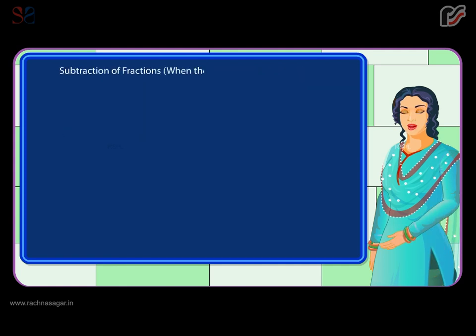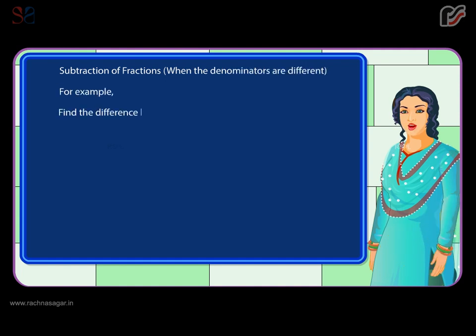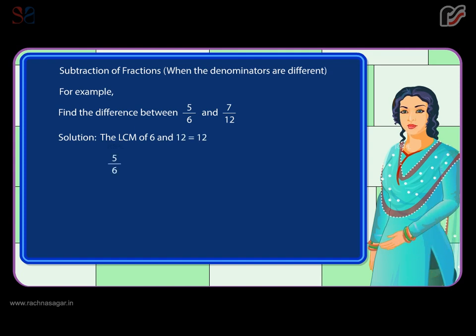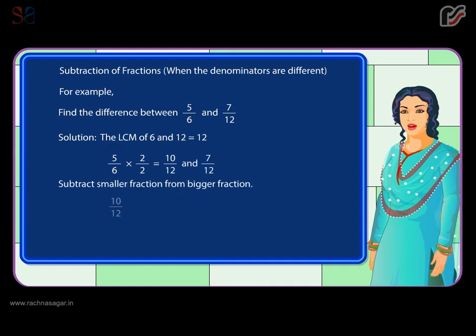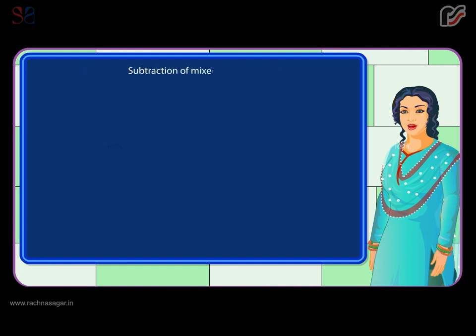Subtraction of fractions when the denominators are different. For example, find the difference between 5 by 6 and 7 by 12. Solution: the LCM of 6 and 12 is equal to 12. So, 5 by 6 into 2 by 2 is equal to 10 by 12 and 7 by 12. Subtract smaller fraction from bigger fraction. 10 by 12 minus 7 by 12 is equal to 3 by 12, which can be simplified to 1 by 4.